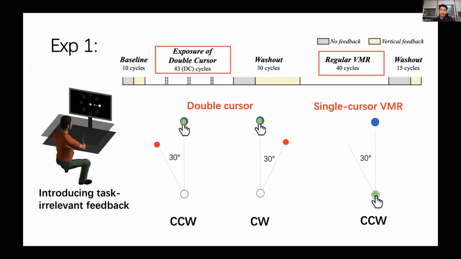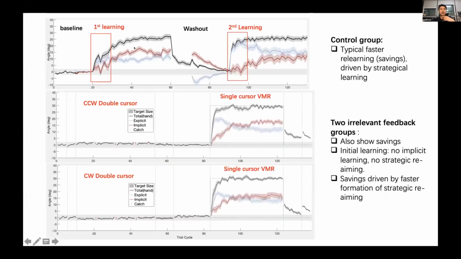And how do people do? So this is a single cursor. Okay, here we go. The first graph is the control group. You just see the first learning and the second learning. Indeed, people learn faster if they learn the visuomotor rotation twice. They learn 30 degrees twice. The second and third graphs are for the double cursor. For the double cursor, people can hit the target accurately because they have a green cursor to control.